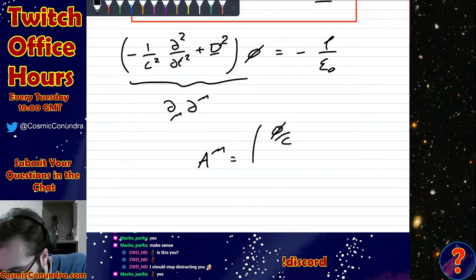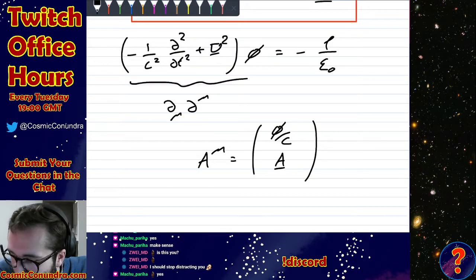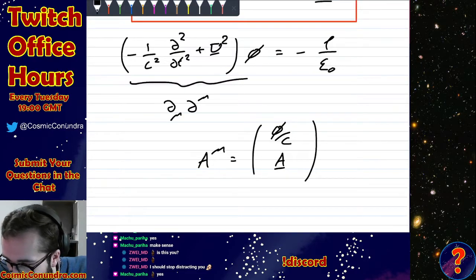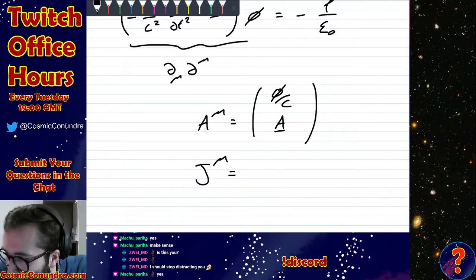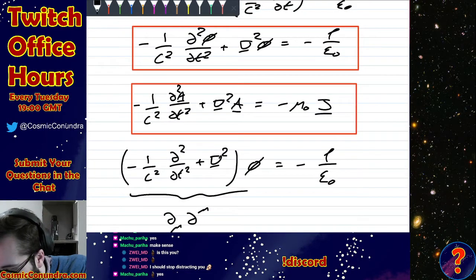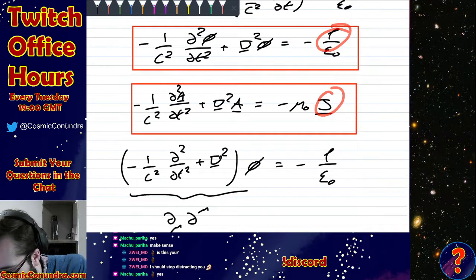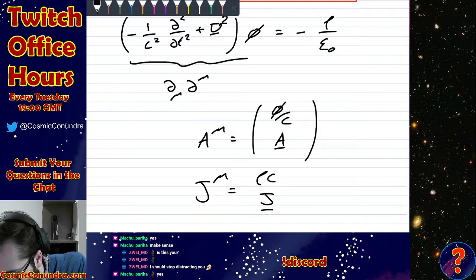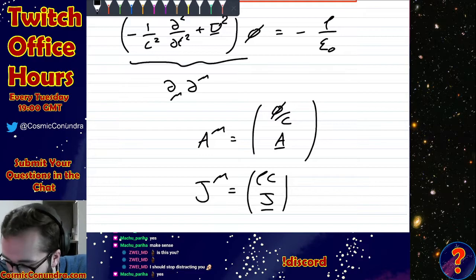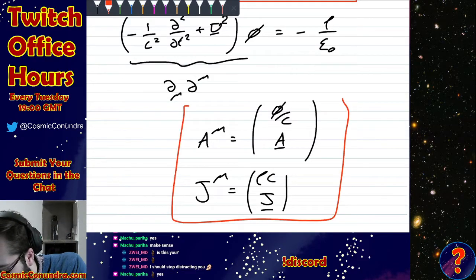So it has a 0 or time-like component phi over c, and then the remaining space-like components, the 1, 2, and 3 components, are this vector potential A. Okay? And likewise, I define the 4 current density. This is the 4 vector version of the charge density and the current density, as being rho times c, and then the ordinary electric current density from before. Okay, so these are 2 new important quantities.